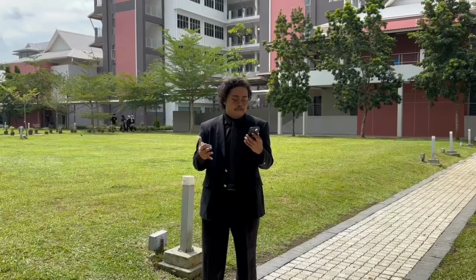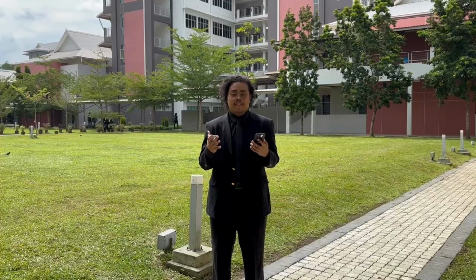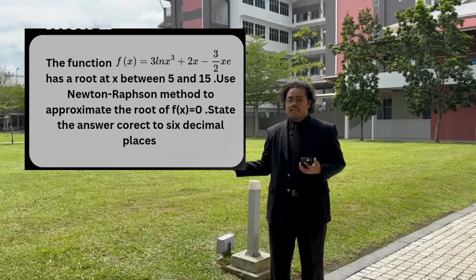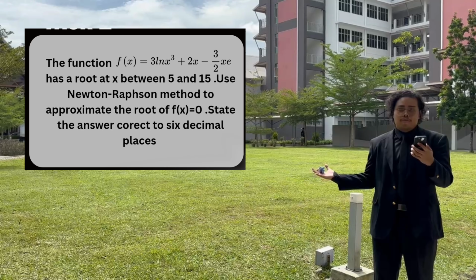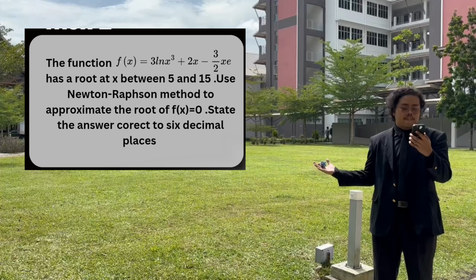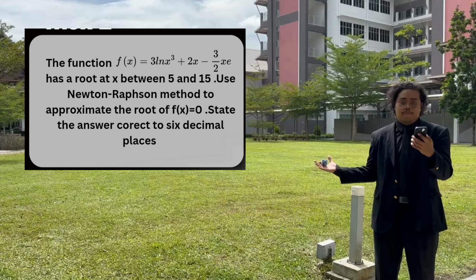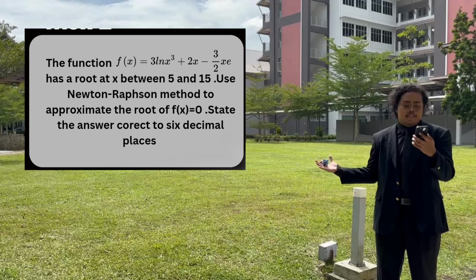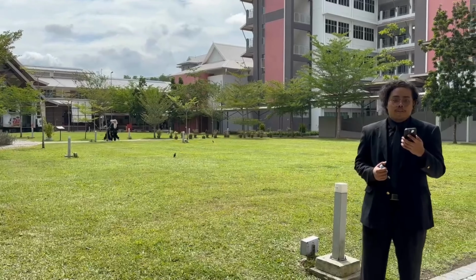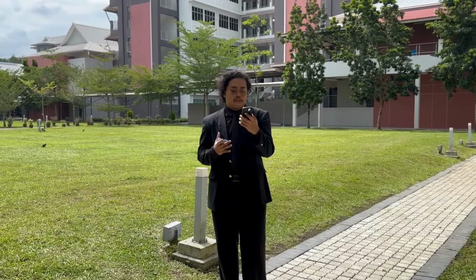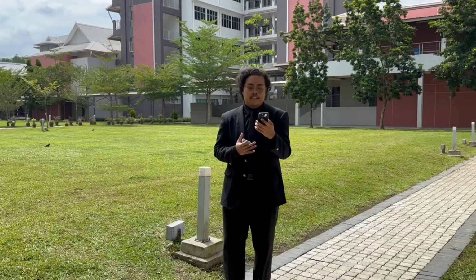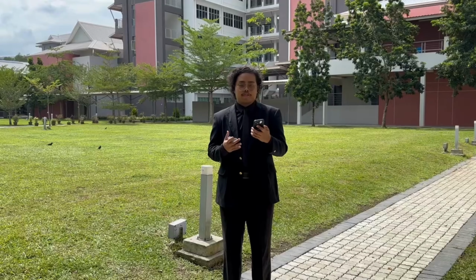Okay, so hello everyone. Today I will be presenting how we use the Newton-Raphson method in Excel to approximate the root of a function. As you can see, this is our question. We are given the function f(x) = 3 ln x^3 + 2x - 3/(2xe). We were told that the root lies between 5 and 15, and our goal was to find the value of x for which f(x) = 0, accurate to 6 decimal places.